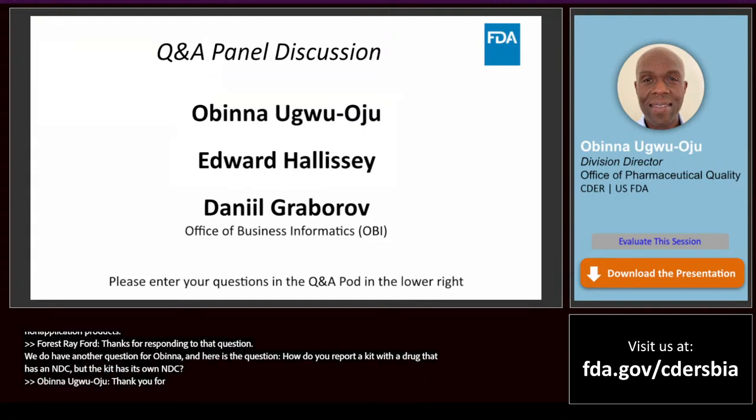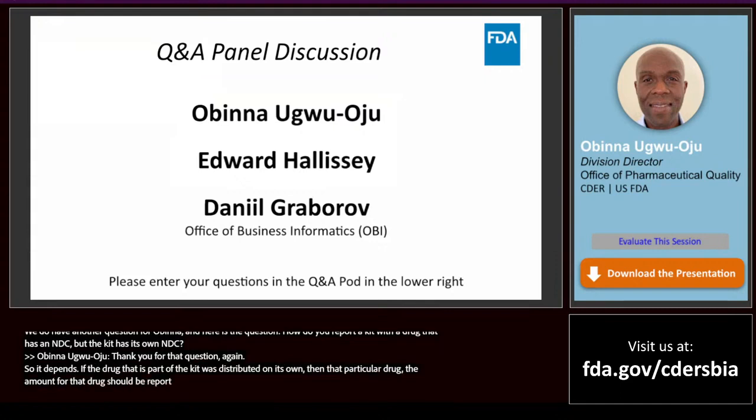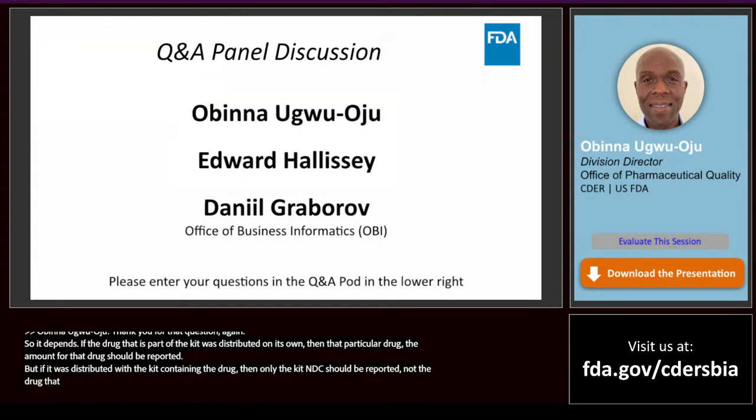Thank you for that question again. So it depends. If the drug that is part of the kit was distributed on its own, then the amount for that particular drug should be reported. But if it was distributed with the kit containing the drug, then only the kit NDC should be reported, not the drug that is part of the kit.